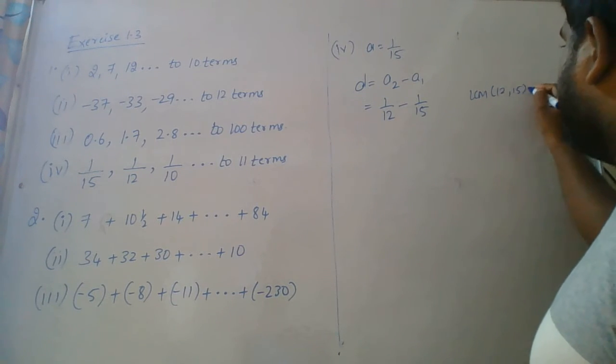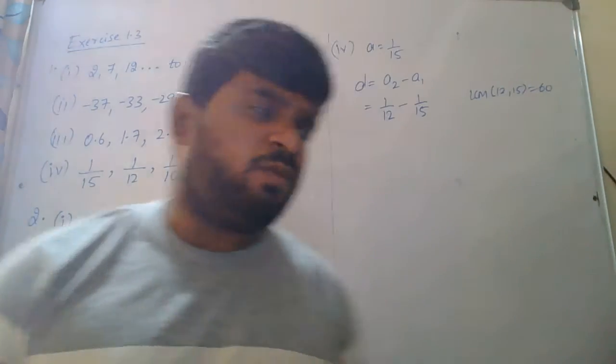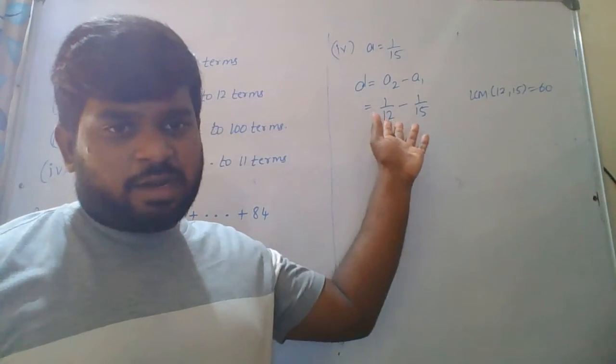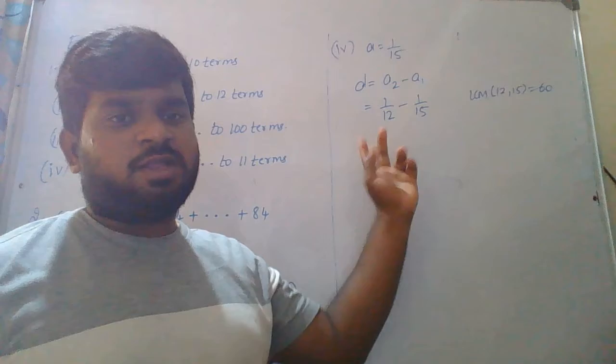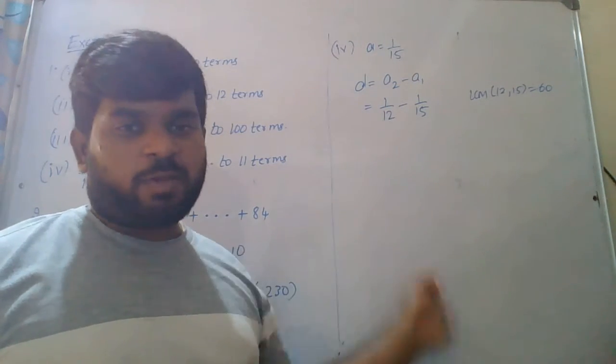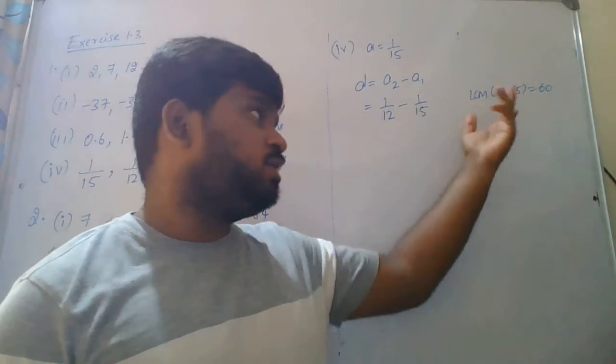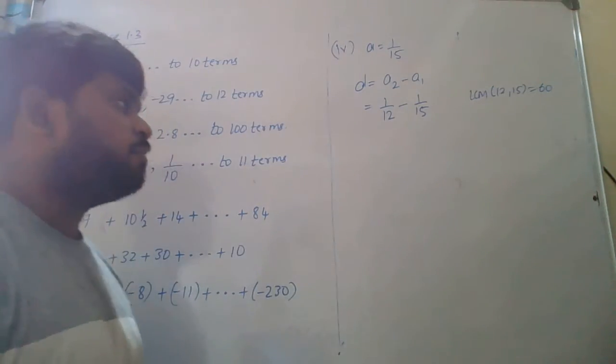LCM of 12 and 15 is 60. Least common multiple. In simple words, if you take the 12 tables and 15 tables, which is the first number that comes in both? 60, right? You start writing the 12 tables and 15 tables. So which is the first number that comes in both? It is 60. So that is your least common multiple.